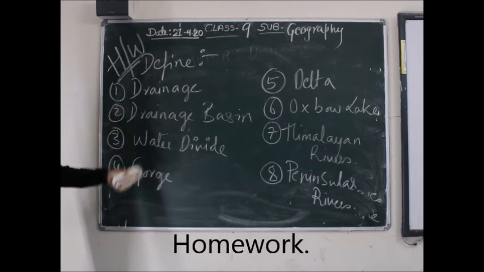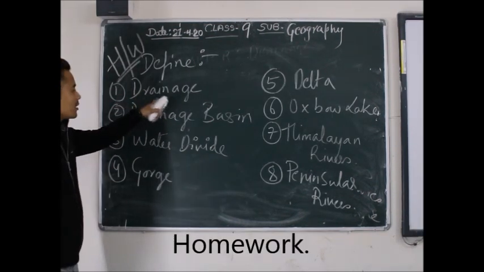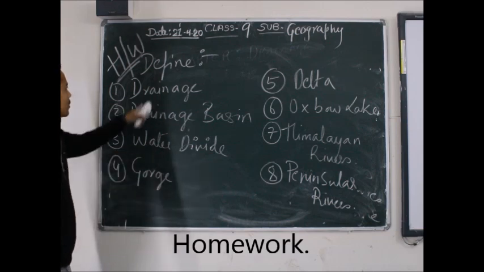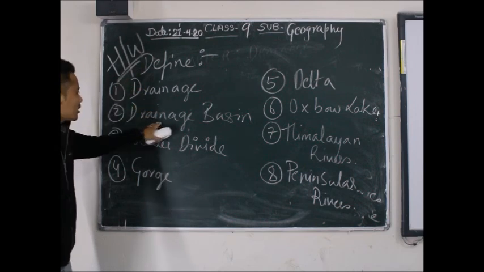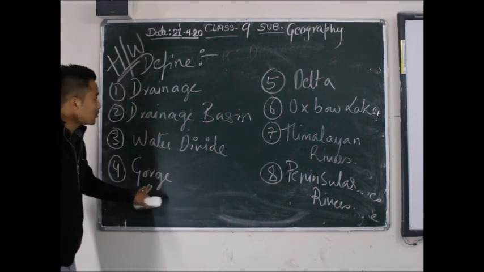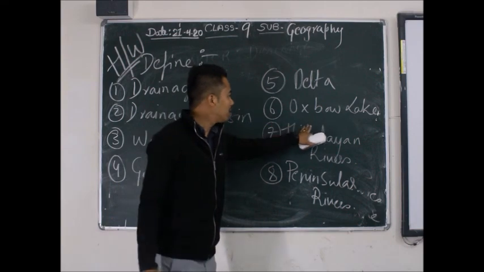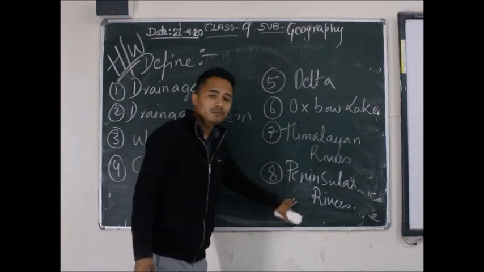Okay, students, this is the homework. I explained everything which is present on the blackboard, so you should do this in your homework copies. The entire answers you can find in your book itself. Drainage, drainage basin, water divide, gorge, delta, oxbow lake, Himalayan rivers, peninsular rivers. Complete it.